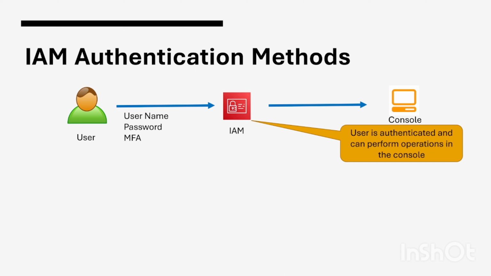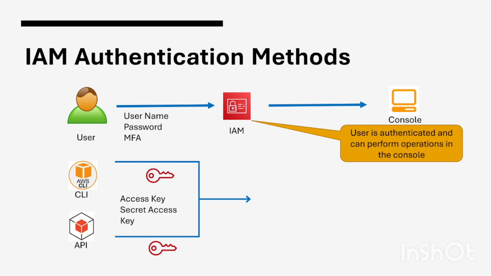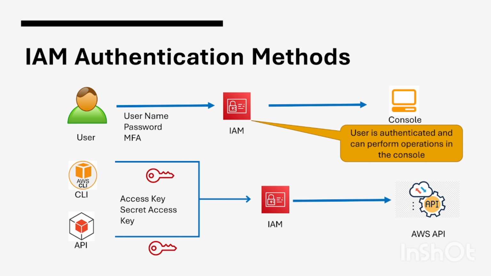Then again, we have two other methods of authentication, which are our CLI and API. Both of them are programmatic access, and in order to perform programmatic access, IAM provides the access key and the secret access key to the user. We have already generated the access and secret access key in our previous videos, right? And through this we are going to use AWS services with the help of AWS APIs, which is programmatic, obviously, not the management console.